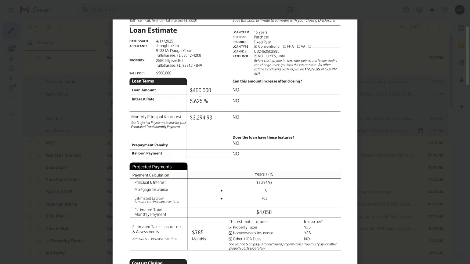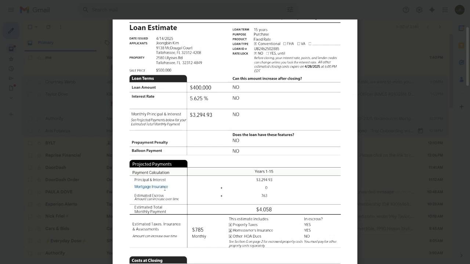Going down, you're going to look at the loan amount, which is $400,000. It's $100,000 less because that's your down payment. You're putting down 20%, which allows you to have no mortgage insurance. But going back up here, next is your interest rate, this 5.625.